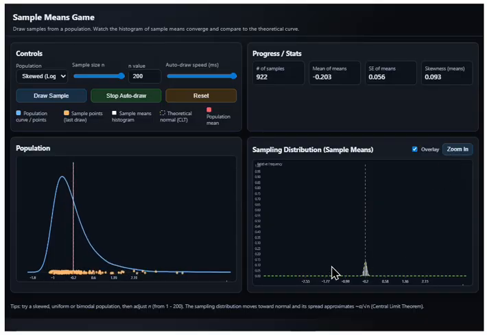I'm going to go ahead and zoom out. And another characteristic you can see is that when we have sample sizes of 200, the sample means are ever so much more close to the true population mean. And so we get very little variability.